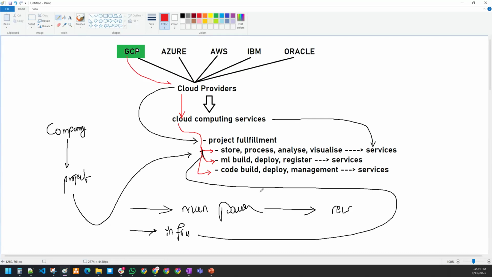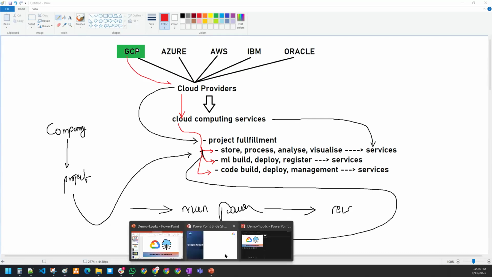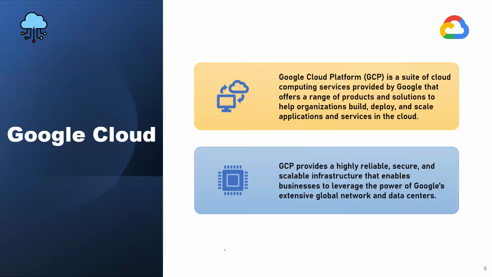Such a kind of a tool is Google Cloud Platform, sir. You guys can see that is what it is. So GCP is a suite of cloud computing services offered by Google that offers a wide range of products and solutions to help organizations build, deploy, and scale applications and services in the cloud. It is offering plenty of services.